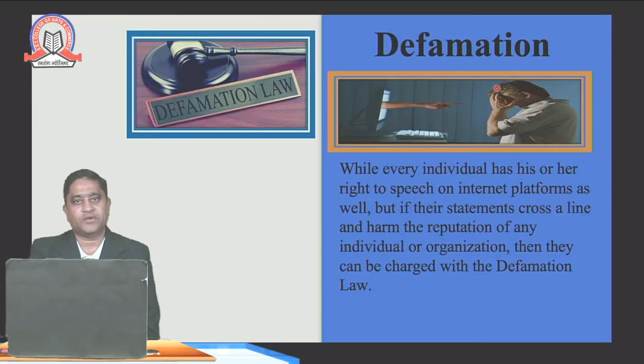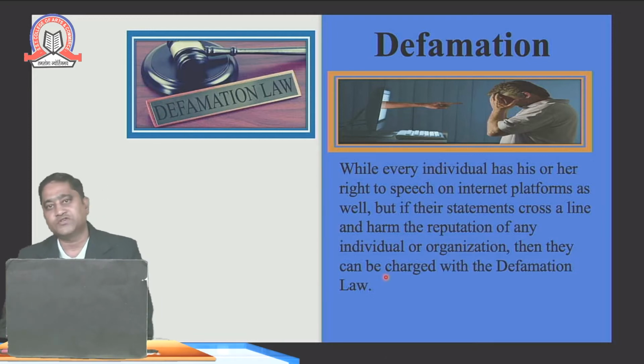Defamation means, as you are aware, that the IPC Act says that when a person's name or fame has been tarnished, such damage is called defamation under the IPC. But now we are speaking of defamation under the IT Act, where every individual has the right to speech on internet platforms as well, but if a statement crosses a line and harms the reputation of any individual or organization, they can be charged with the offense of defamation.